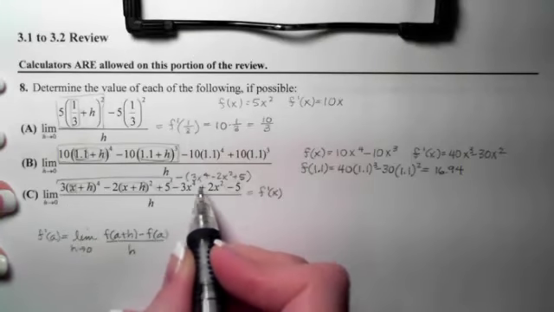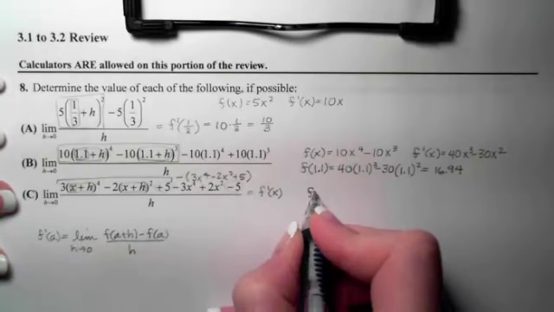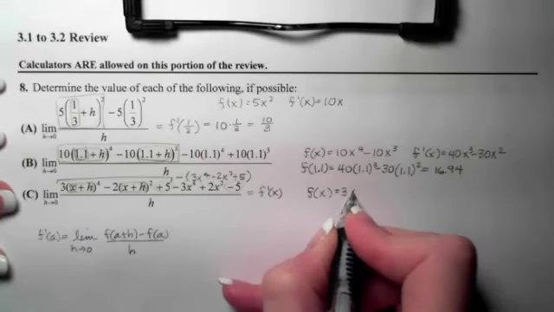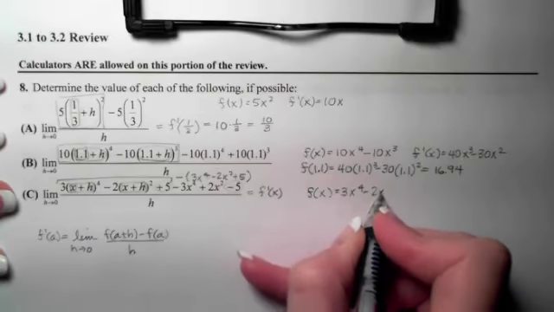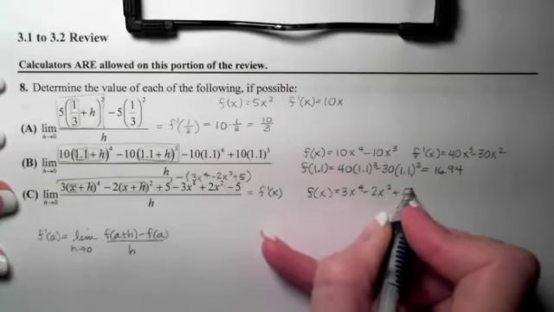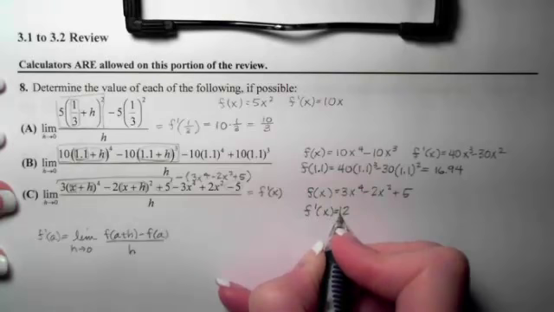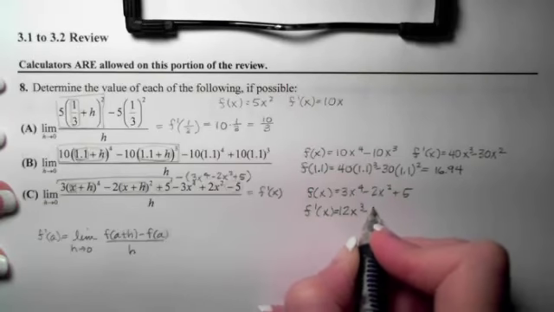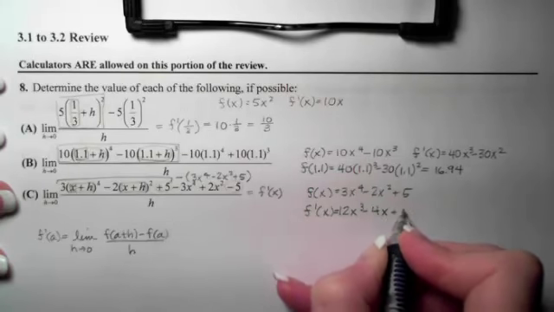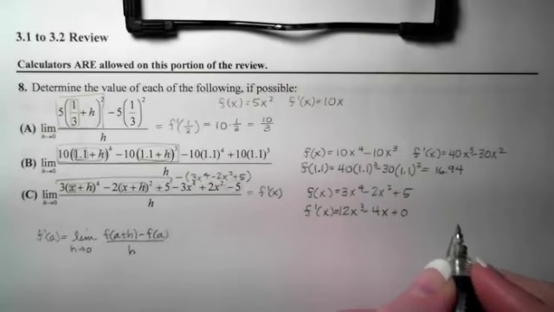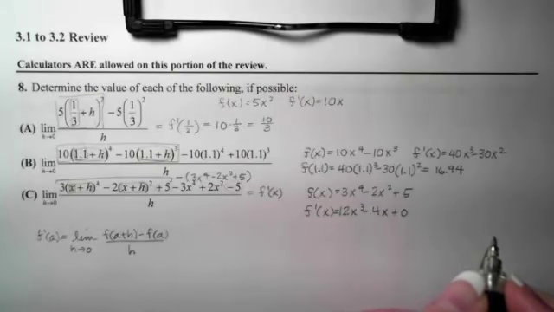So f of x is actually going to be that 3x to the 4th minus 2x squared plus 5. Therefore, the derivative will be 12x cubed minus 4x plus 0. And I don't think I plug anything into that.